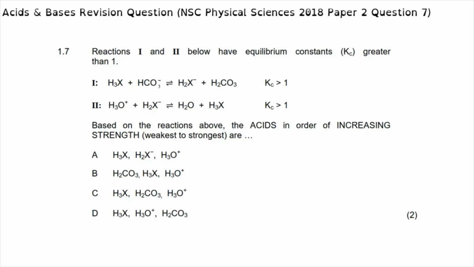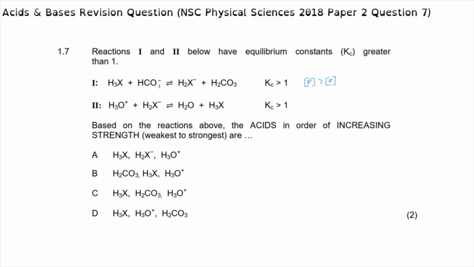The acids and bases section of the chemistry paper starts with question 1.7, which reads, reactions 1 and 2 below have equilibrium constants Kc greater than 1. And then we are given two reactions here that are reversible reactions between acids and bases, where Kc is greater than 1, which means that the concentration of our products is always going to be far greater than the concentration of our reactant.